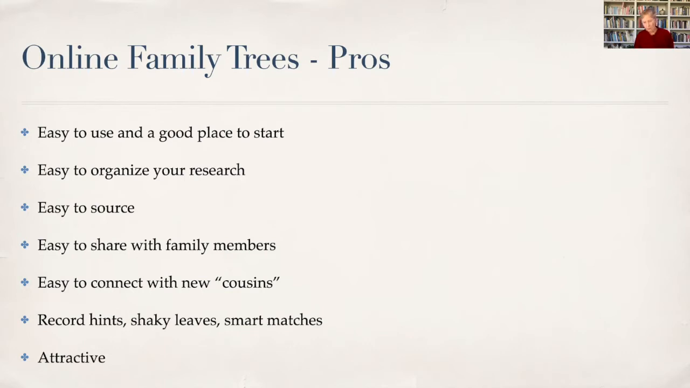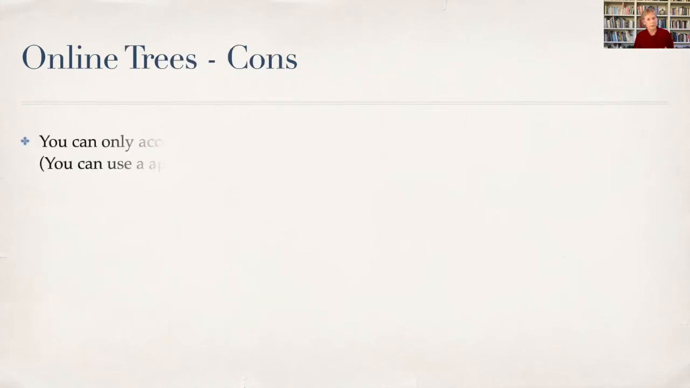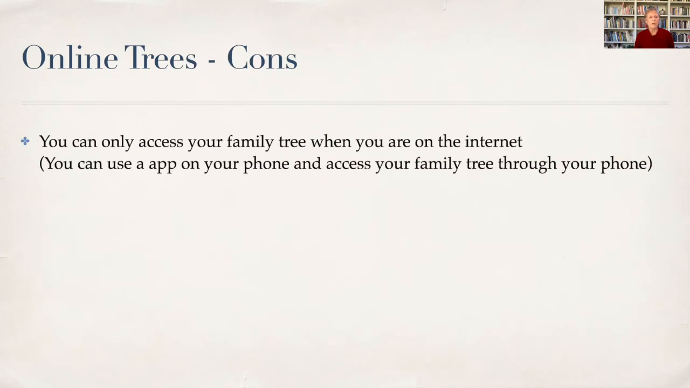Now it gets a little bit more complicated. Oh, and the cons, let's talk about those. You can only access your family tree when you're on the internet because they're web-based products. They're companies that are on the web. They do have apps on your phone or your tablet. So if your phone is on a phone line, certainly you can access it on your phone, but not on your computer. So that is a negative.